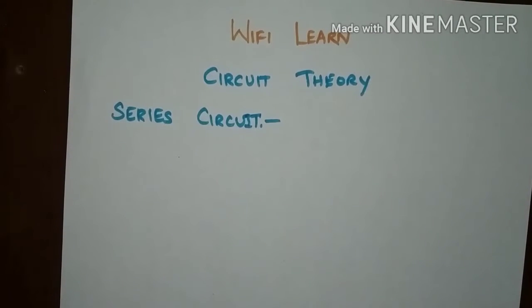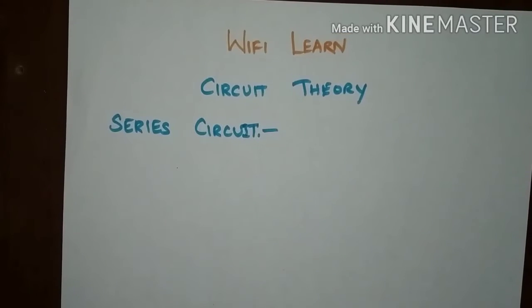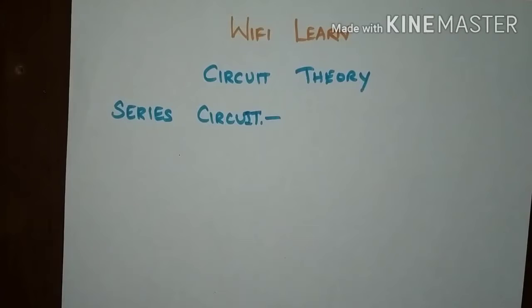We are seeing the subject of electrical circuit theory. In that we have covered some topics of definitions and we have seen the definition of electrical circuit also, right? So now we can see the types of circuits. In that, we can see series and parallel circuits. First we can see the series circuit.